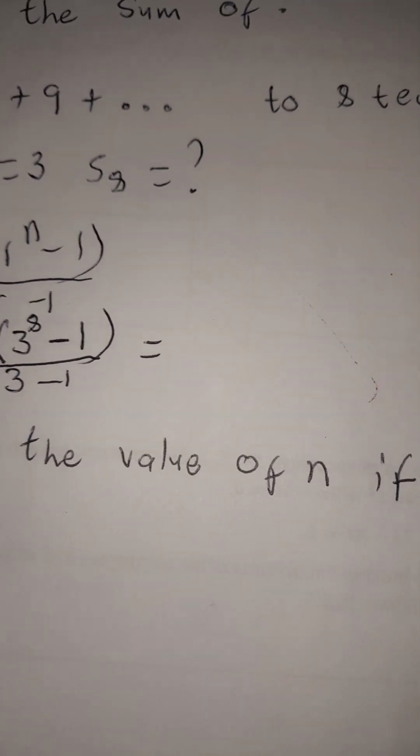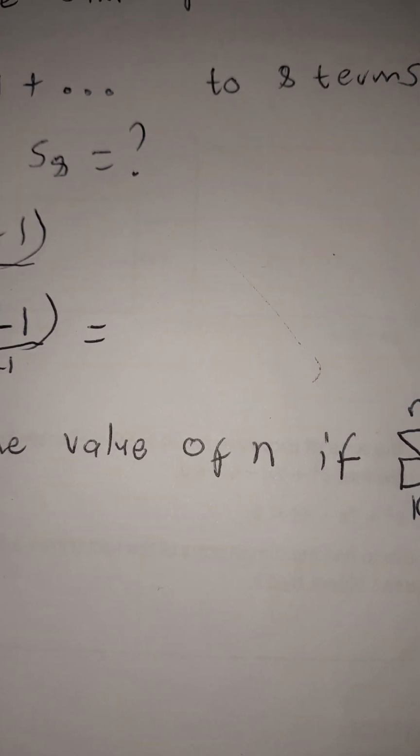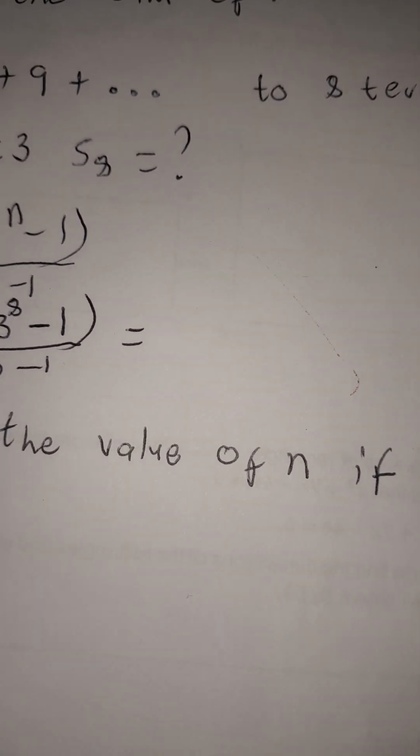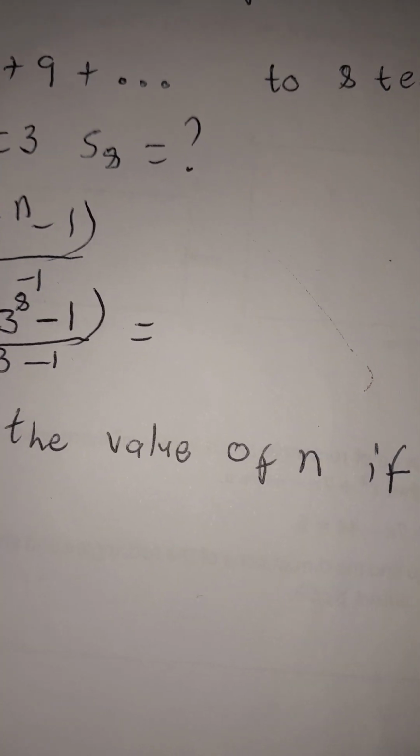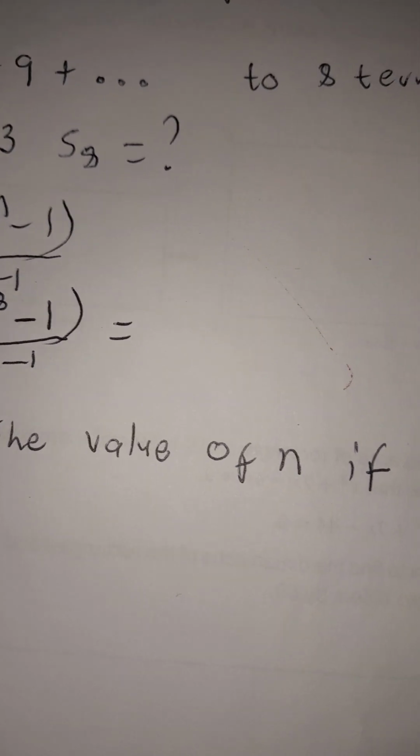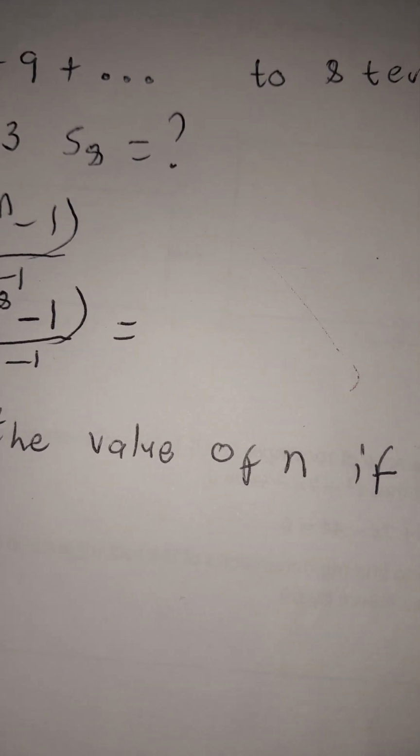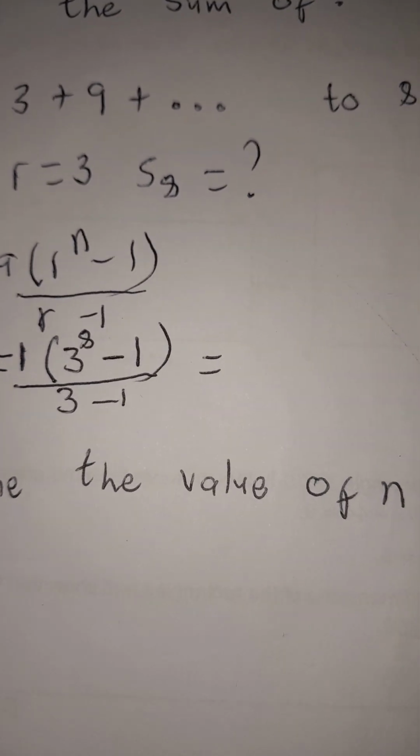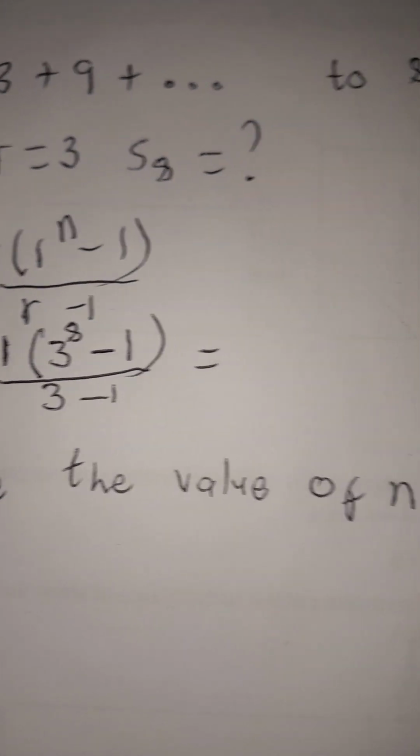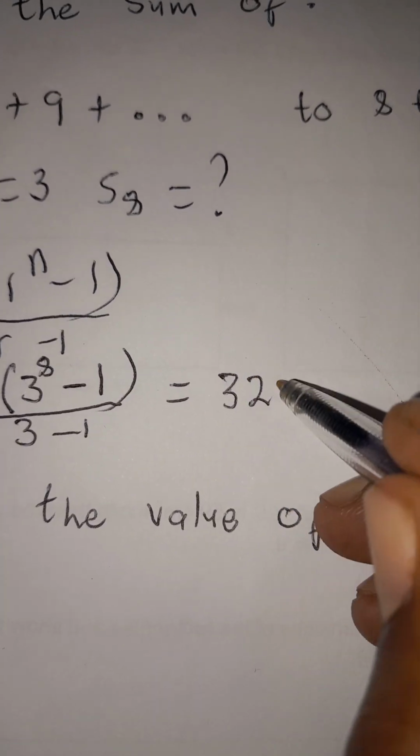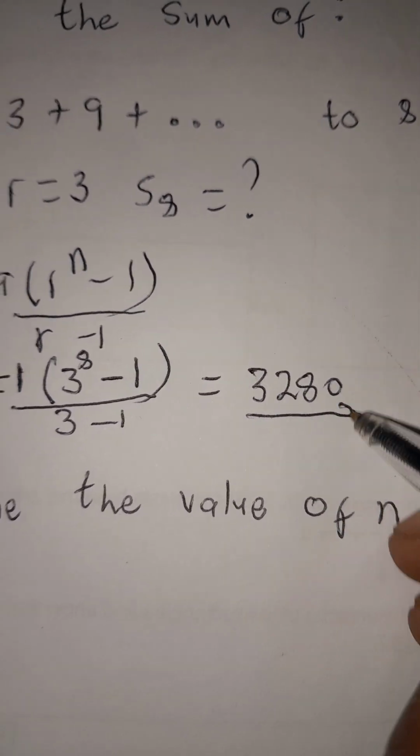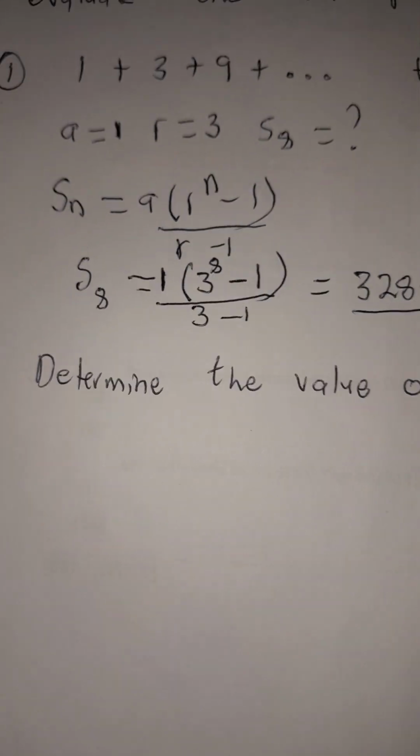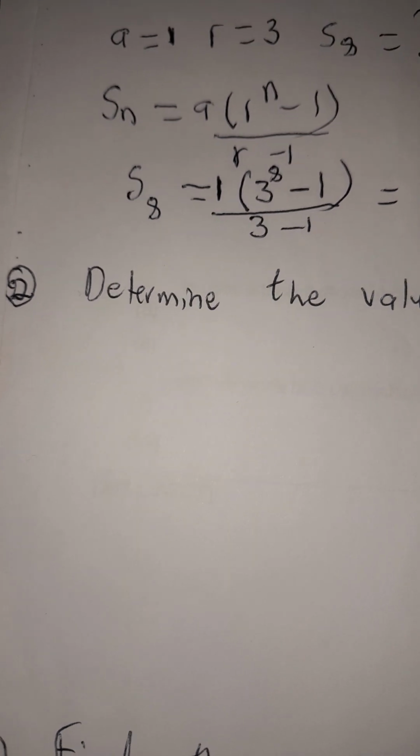Let's see what we are getting. 3 to the power of 8, minus 1, divided by 3 minus 1. You could simplify further if you want. From there, what are we getting? 3,280. The answer is 3,280. So that's the sum of 8 terms. That's how you can work out the first question. Let's go to the second question.